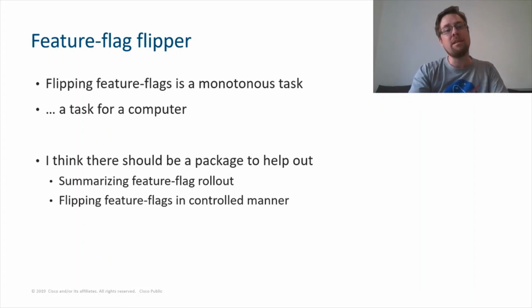And I think that it should contain two features or two primary areas that it should work in. So it should be able to summarize the feature flag rollout that we have, so sort of the progress of rolling out feature flags. And it should also allow to run the automatic procedure that we just looked at. So flipping feature flags in a controlled manner by interleaving it with running self-test, right?